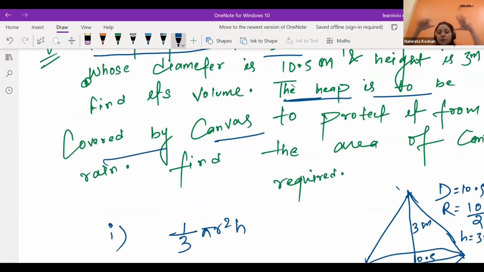When you are having a heap of wheat and you want to cover it with a cloth, are we talking about the curved surface area or the total surface area? Curved surface area. Okay. When we have a stack of something placed in the form of a cone and you want to cover it with a cloth, with a canvas, you need to find the curved surface area. That much cloth will be required, right? Yes.